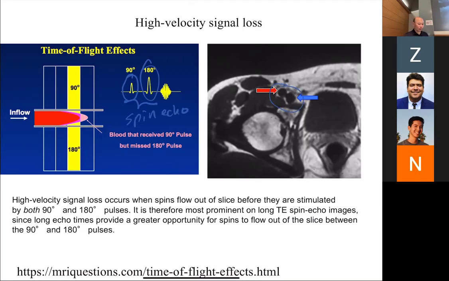So that's just giving you a taste of how we're starting to think about the interaction between the MR physics and the physiology and things moving around. Great. Do we have any questions before we move on from there?